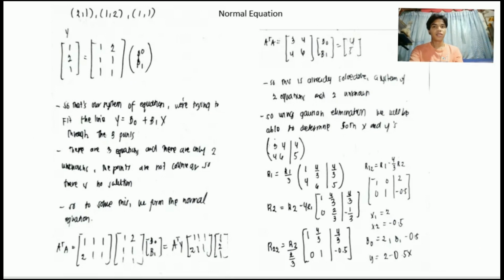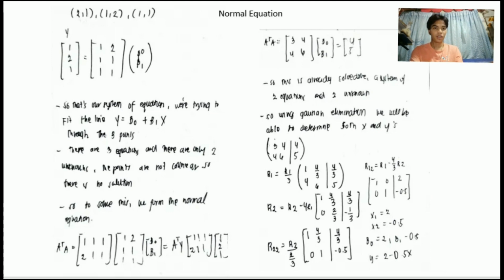So there are 3 equations and there are only 2 dimensions. The points are not collinear, so there is no solution. So it was said that our y and our x is not matched, or its dimension is unmatched. That's why we can say that, afterwards, we're going to be solving and forming the normal equation.